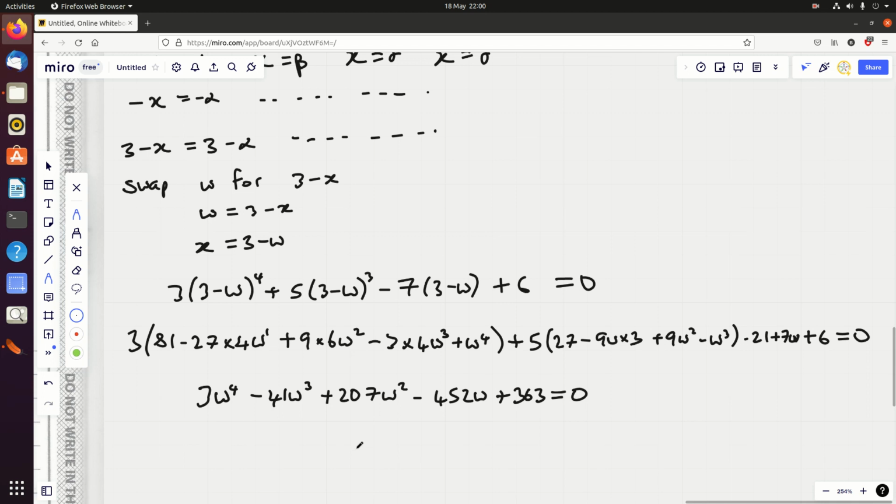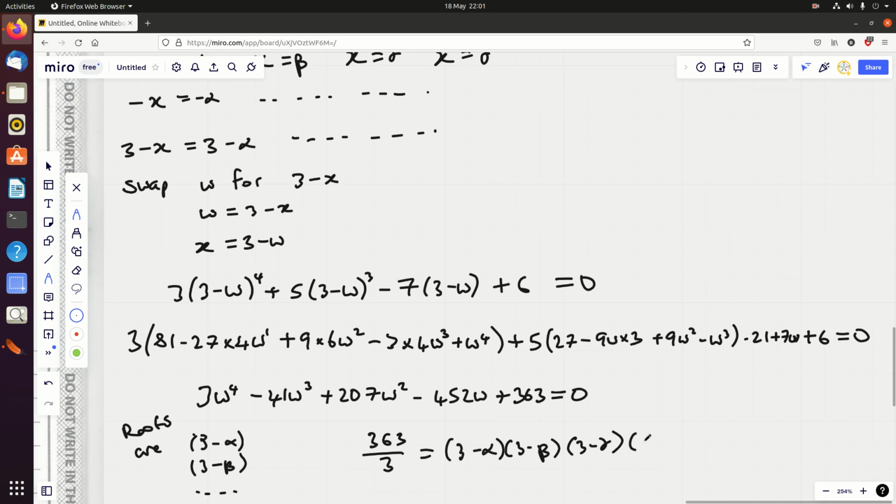All that matters here is E over A, because we want the product of these roots. Because we want, if you remember, 3 minus alpha. This equation should have roots 3 minus alpha, 3 minus beta, etc. Remember that. The roots are all of those. And so the product of the roots is going to be 363 over 3, which equals (3 minus alpha)(3 minus beta)(3 minus gamma)(3 minus delta).